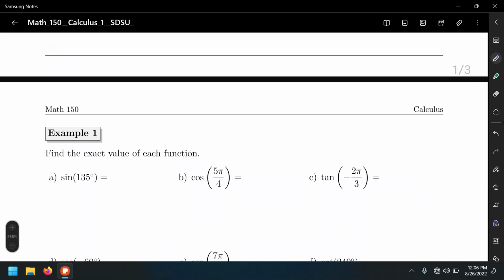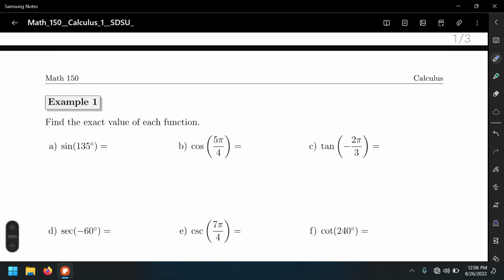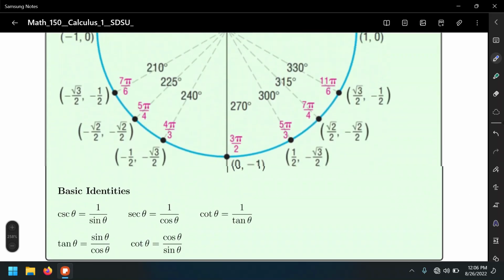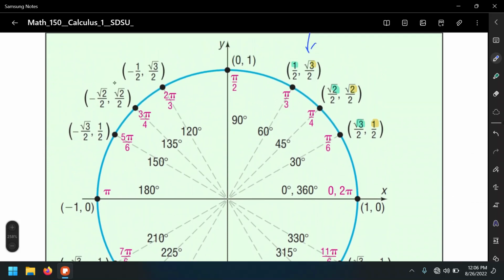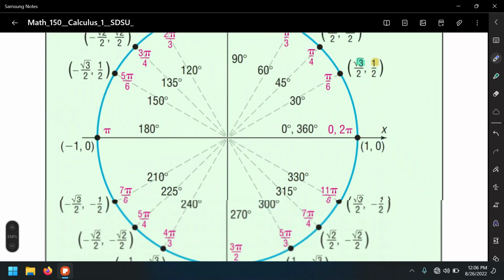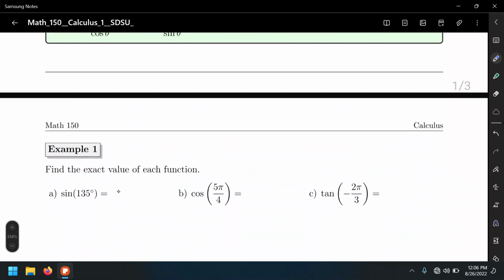Find the exact value of each function. Sine of 135 degrees. Let's go to the unit circle and locate the 135 degree angle, which is right here. Because in this case we want sine, which value is it going to be? The x value or the y value? The y, which in this case is square root of 2 over 2. Just that.